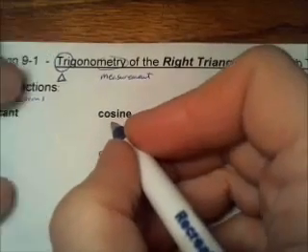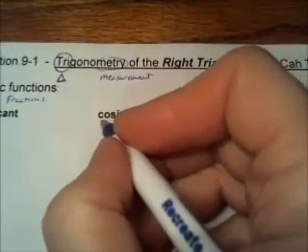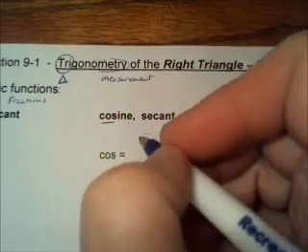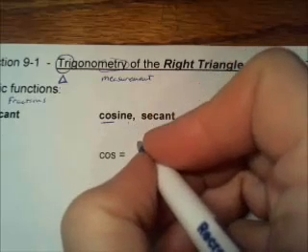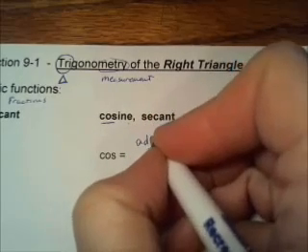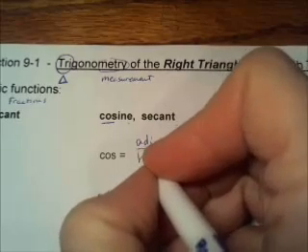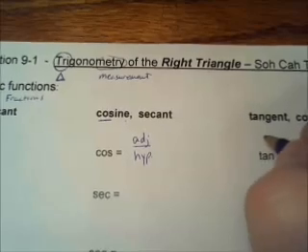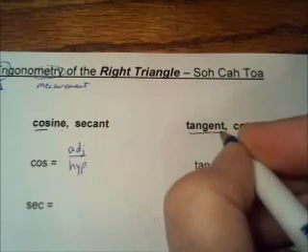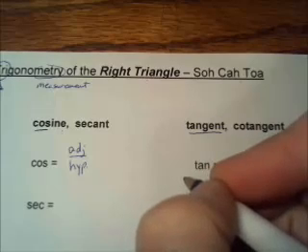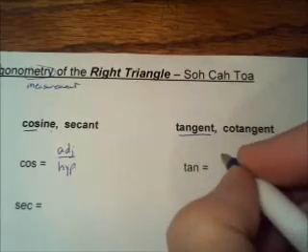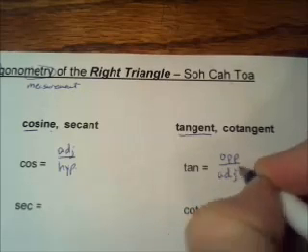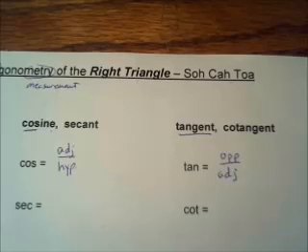The next trigonometric function of a right triangle is called the cosine, and cosine is abbreviated COS. And the cosine of an angle is the adjacent side, however long that is, divided by the hypotenuse. And we'll get to some examples down below. And then the third most important trigonometric function of a triangle is the tangent. And the tangent of an angle is the opposite side divided by the adjacent side. And that's where SohCohToa comes from.